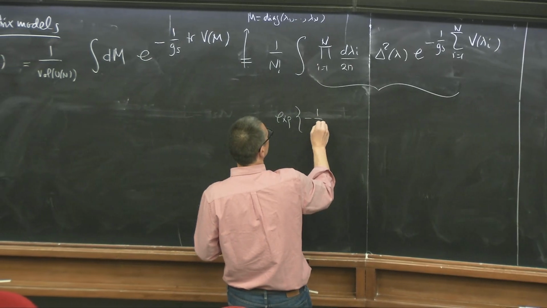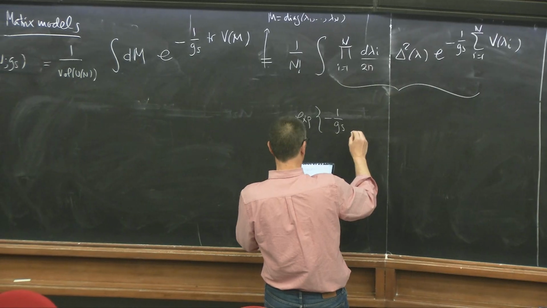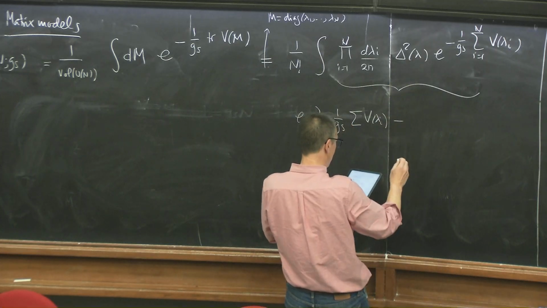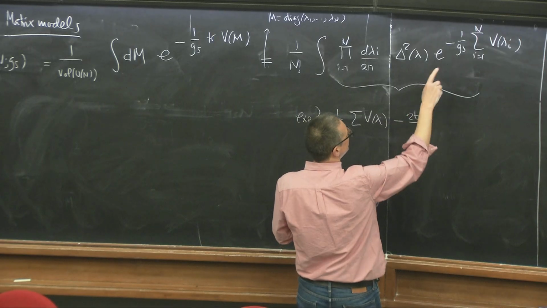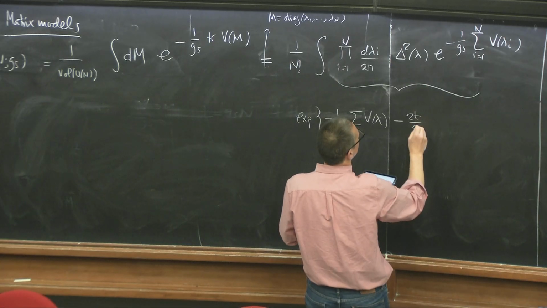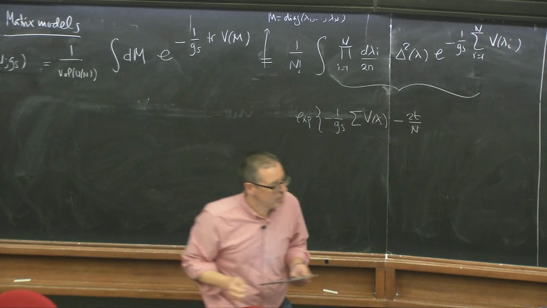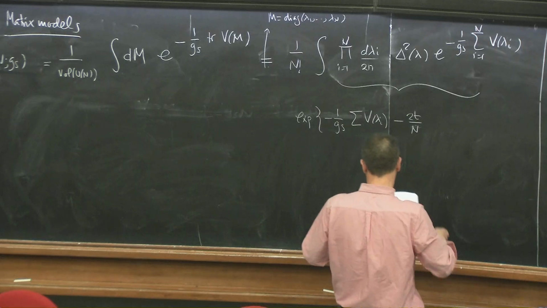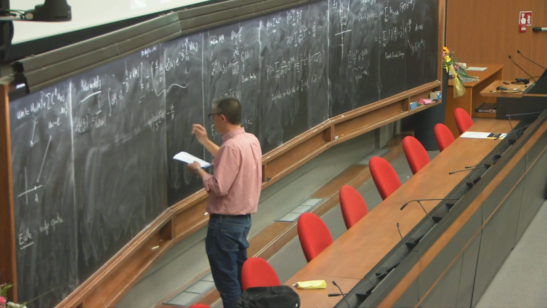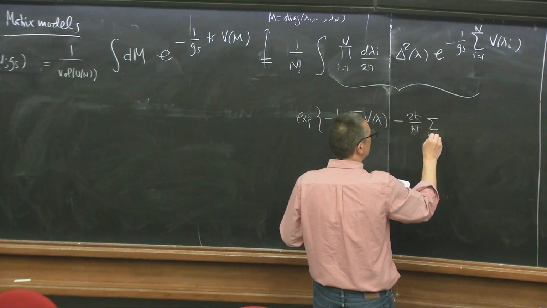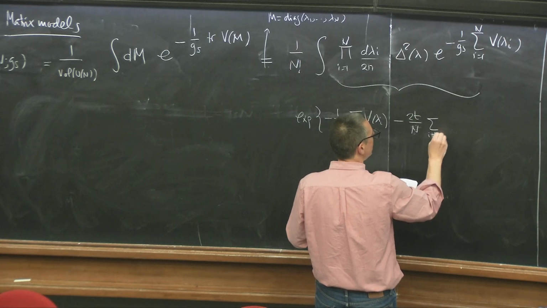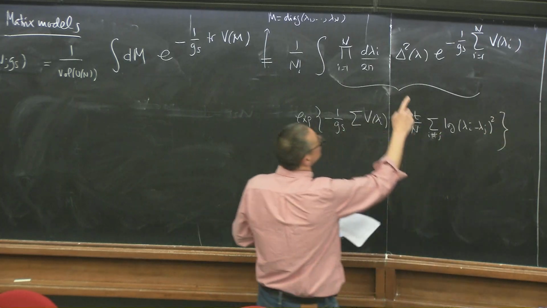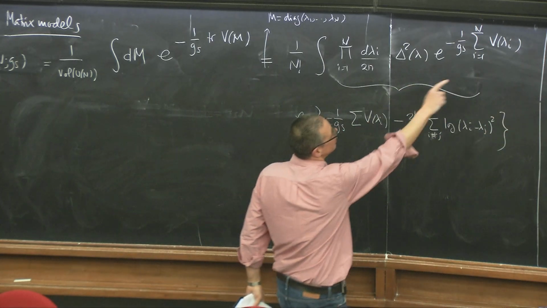So I'm going to write it as minus 1 over gs, the sum over V of lambda I, and then I'm going to put the Vandermonde determinant in here. This is t over n, then you have I different from j, and then you have the log of lambda I minus lambda j squared. So I'm just putting the Vandermonde in the exponent.